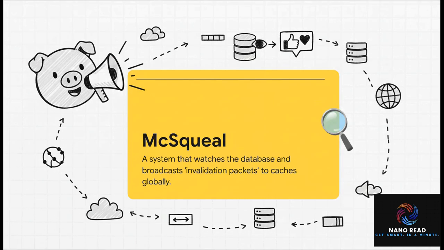You use a system with a fantastic name, McSqueal. McSqueal's job is to just sit there and watch the database logs. The second it sees your like get saved for good, it acts like a global town crier. It just screams, hey, this photo has a new like, to every single cache server on the entire planet, telling them your data is old, get rid of it.